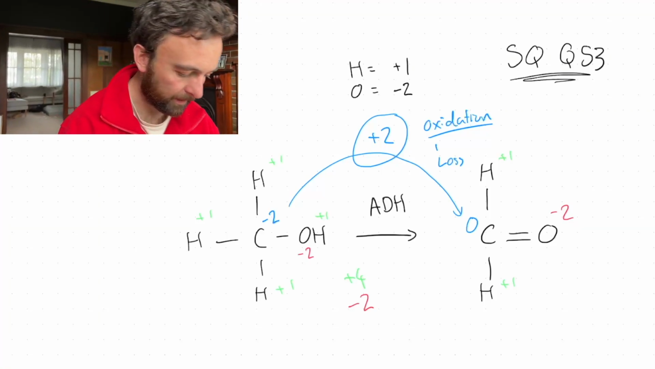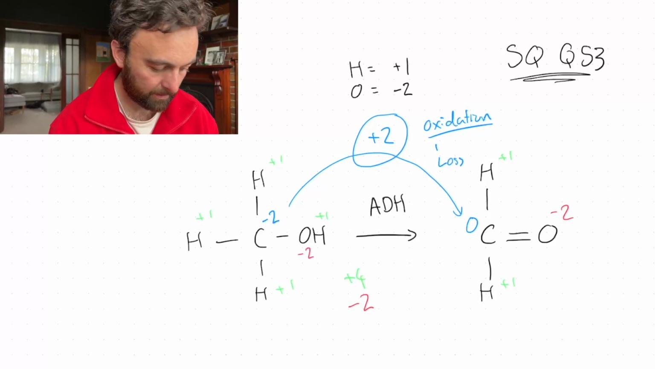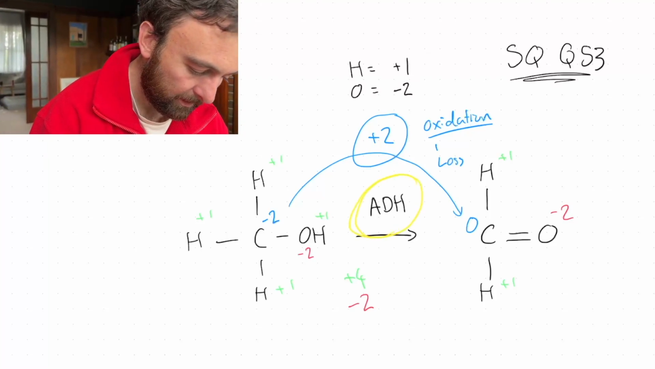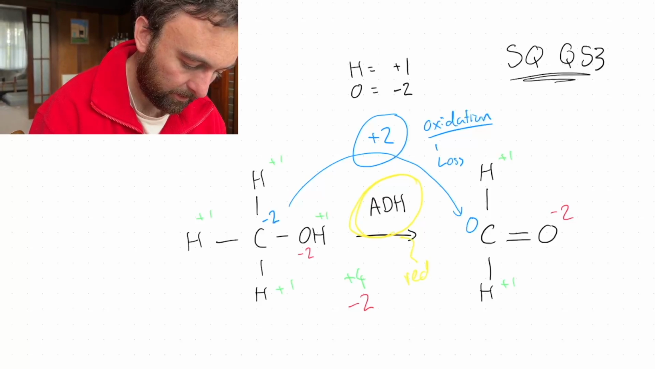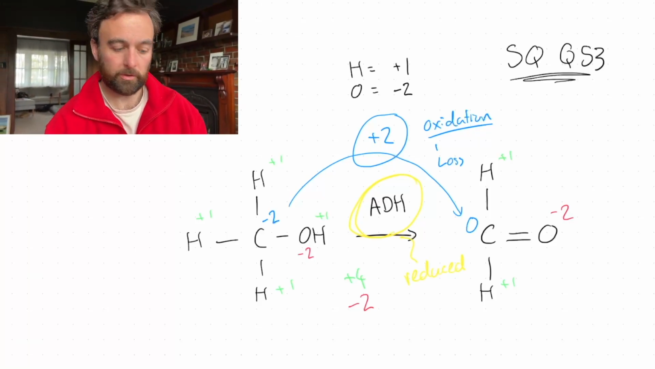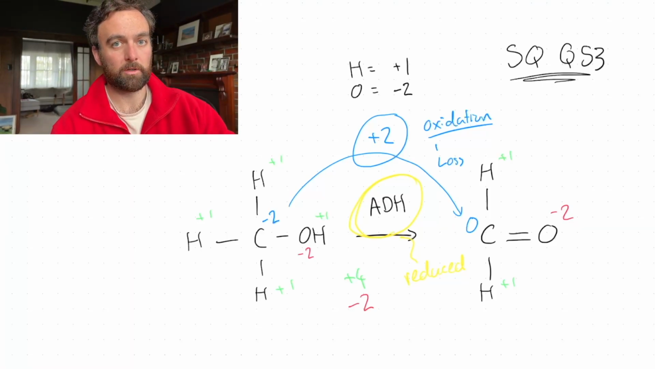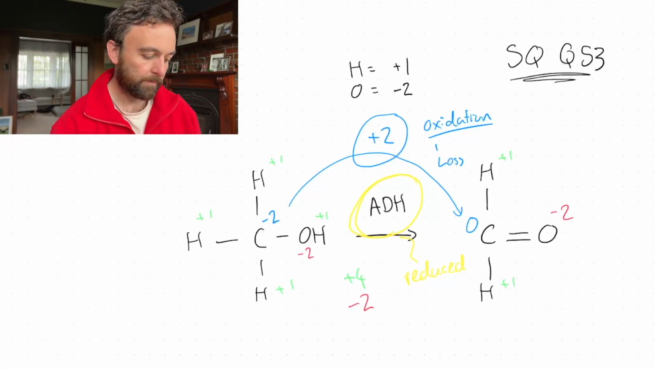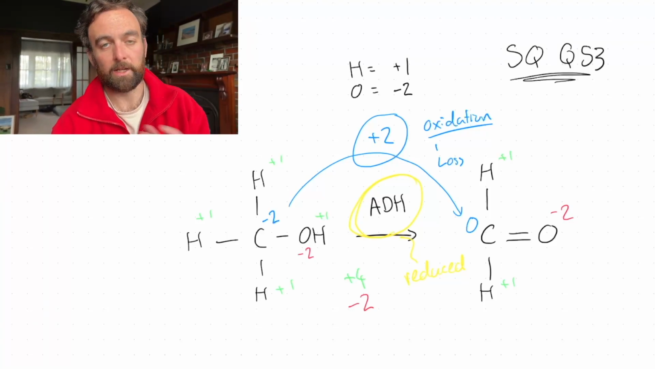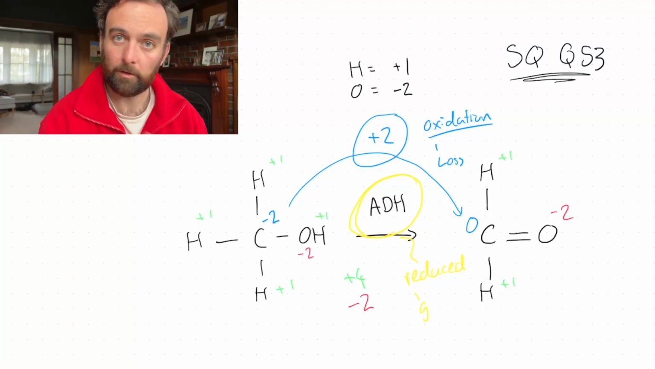So we've found out that the methanol is oxidized to methanal, and that means that this ADH here has been reduced. Sorry if you can't see that yellow very well, but it's been reduced because, again, it's a transfer of electrons. So something is oxidized, something's reduced. The methanol is losing its electrons, and the ADH is taking them. It's gaining those electrons. So that's the OIL RIG.